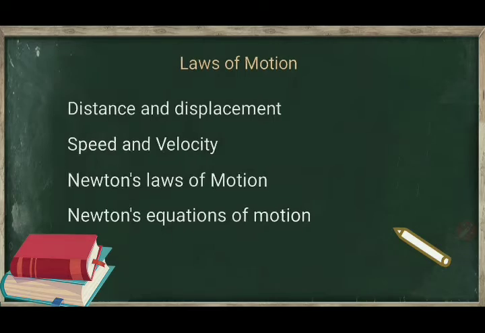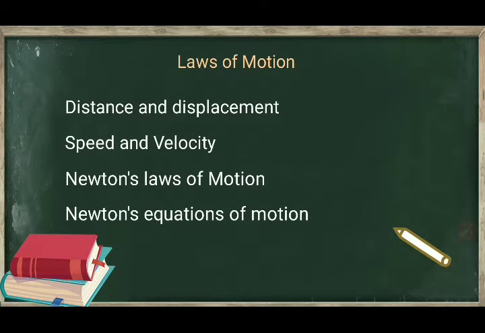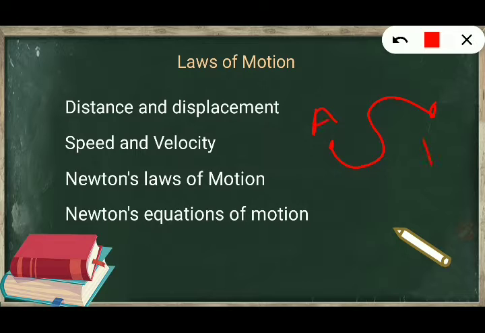Before going ahead, we have to know about some prerequisites from chapter number 1 of 9th standard, laws of motion. First is distance. What is meant by distance? You know that distance is nothing but the actual path traveled by the object. Suppose these are two places, place A and place B. One will travel from place A to place B in this manner. So this actual distance or actual path traveled by the object is nothing but distance.